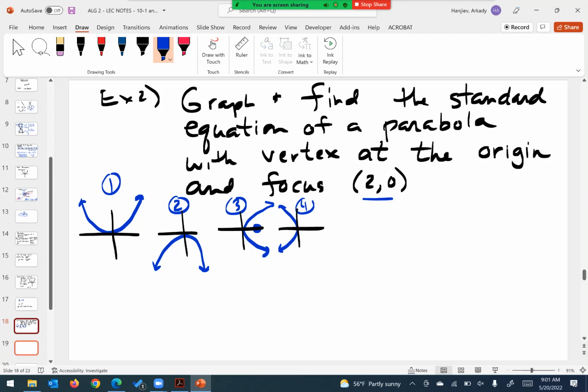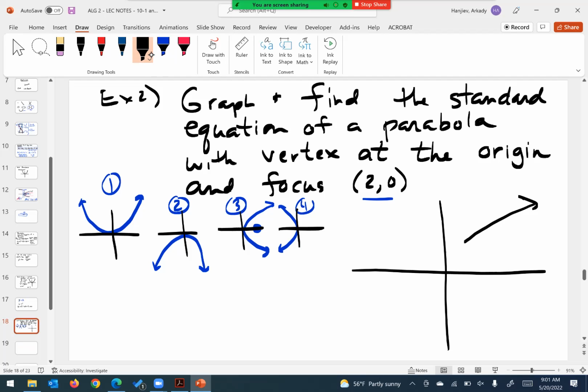That's cool. So the correct graph looks like this. Absolutely. Comes in like this and goes out. That's the vertex. There's a focus. That's where the antenna beam would be, or DirecTV.